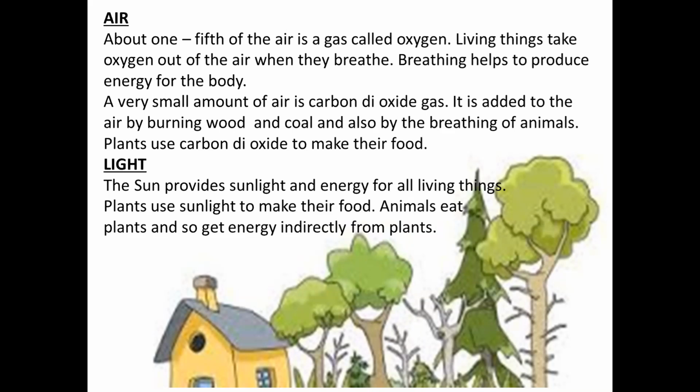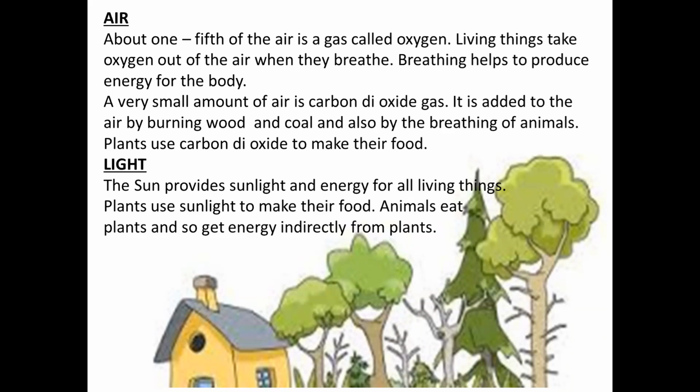Okay, the sun provides sunlight and energy for all living things, because you know that this sun is not only giving us light, it is also giving us heat. So this sunlight is not only needed by the plants, but it is also necessary and important for other animals and the humans. But more importantly, plants use sunlight to make their food. All of you know, and we had already discussed, that plants use sunlight, plants use carbon dioxide, plants take water, and ultimately they prepare food and oxygen for us.